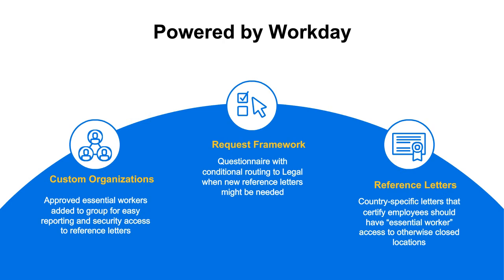So one of the features is the use of custom organizations. This is really how we are identifying those essential workers as having that essential worker status. This is helping us with facilitating easy reporting on that population. It's helping us maintain access to the buildings. So our security team is using that to identify who needs to keep active badges and that sort of thing. And then that custom organization is also helping us drive access to the reference letters that I mentioned.